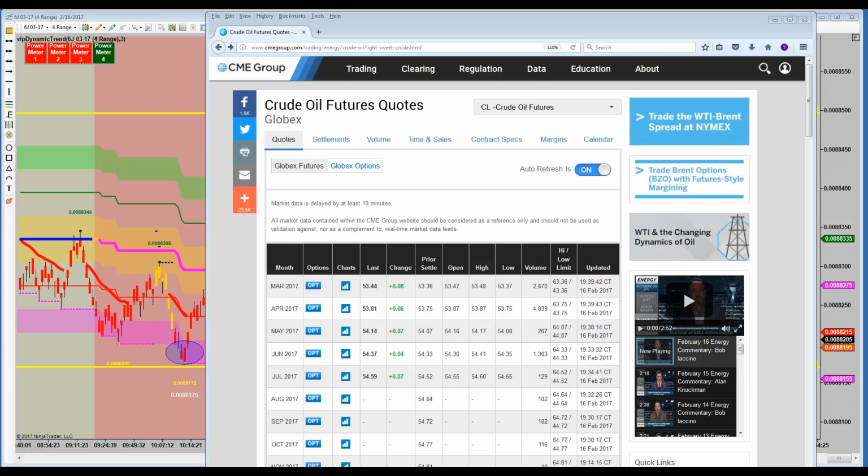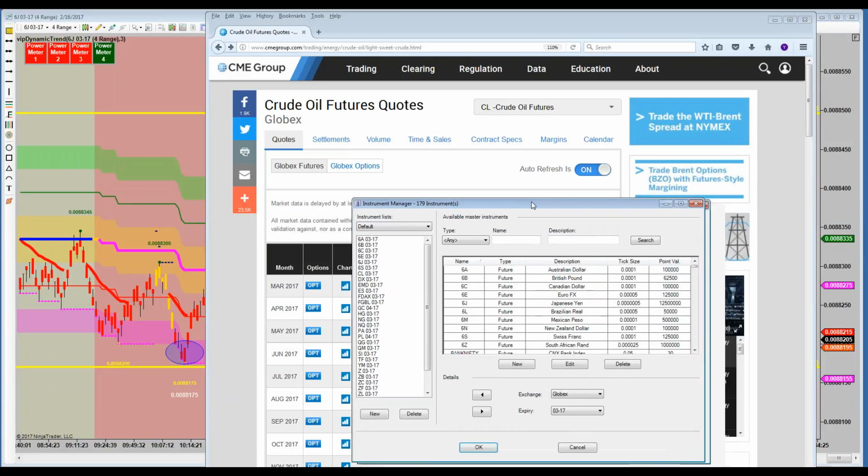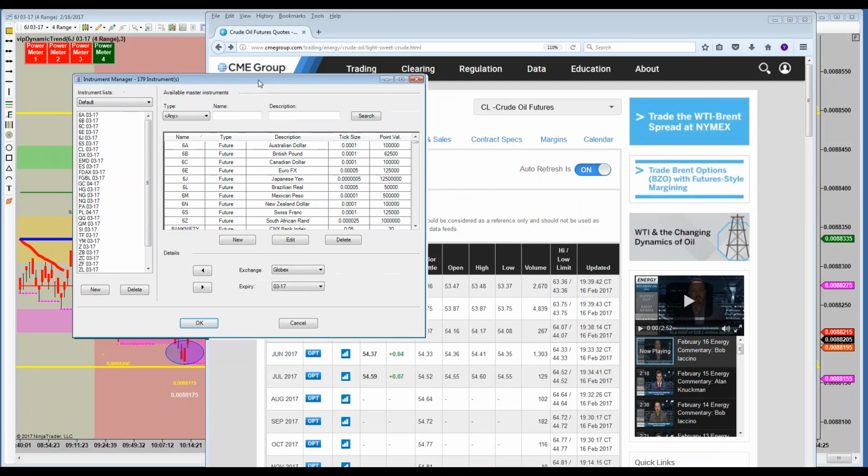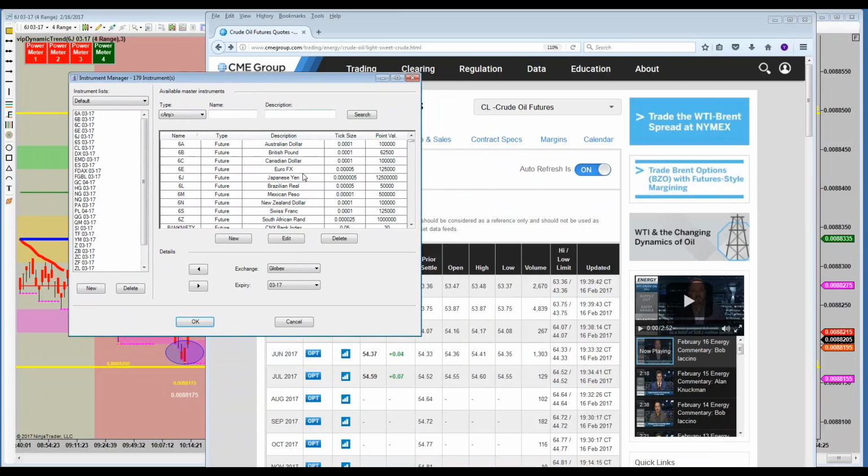and I'll go ahead and bring this up so everybody can see it. Everybody has seen this, right? This is the instrument manager. In fact, I'm going to do it right now. What's the front month I have over here in my default list? What do we have to do? Everybody should do this tonight. You can do it right now if you want to. Make sure you do it tonight so you're not trading this tomorrow.